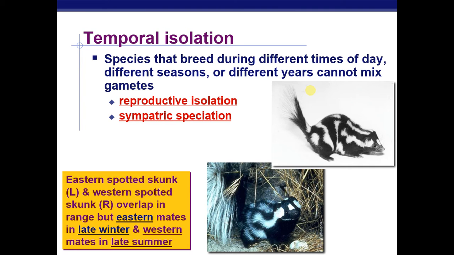Temporal isolation: species that breed during different times of the day, different seasons, or different years don't really mix gametes. Here are the eastern spotted skunk and the western spotted skunk. They occupy the same range, but the eastern mates in winter and the western mates in the summer, so there's no way for them to mate. They're reproductively isolated because of the preferred time for their reproduction.